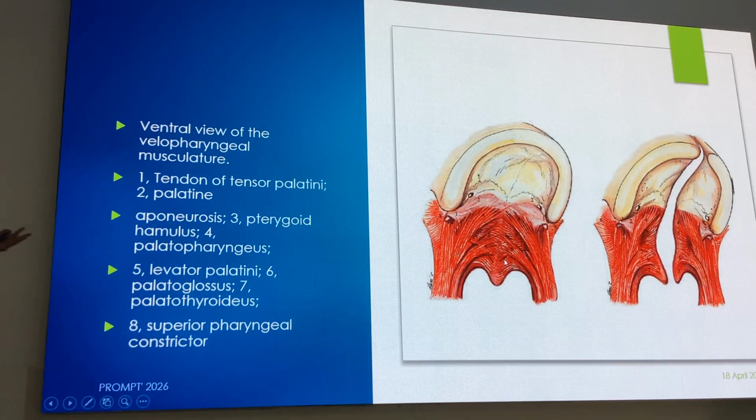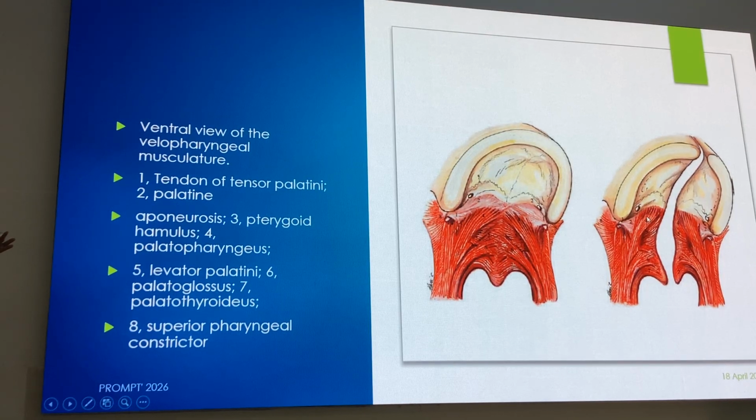when we do surgery. So that's the palatopharyngeus, and then some parts of the levator also go and attach to the posterior part of the hard palate. So this is very important, and you have to go through this in detail.